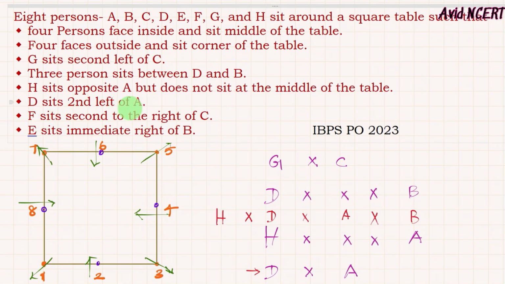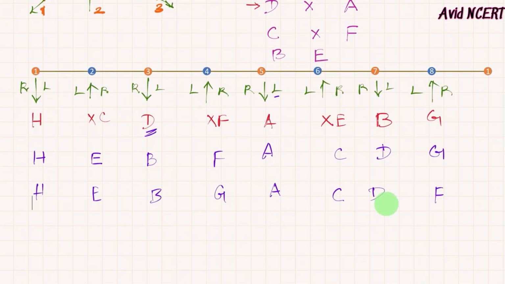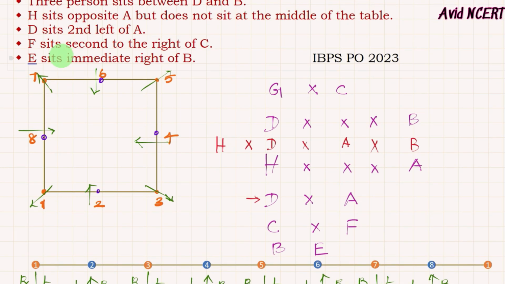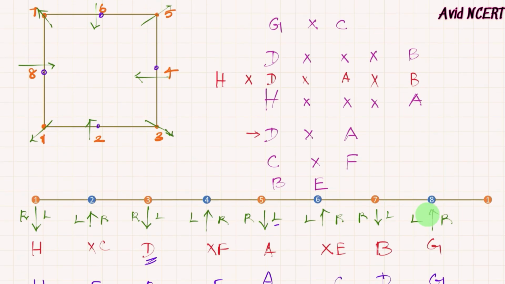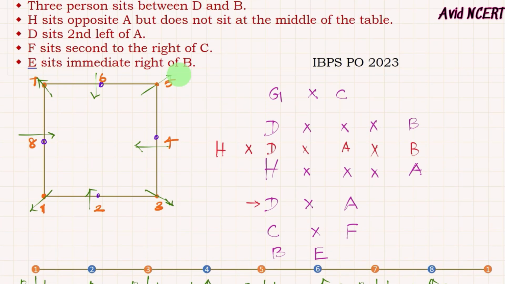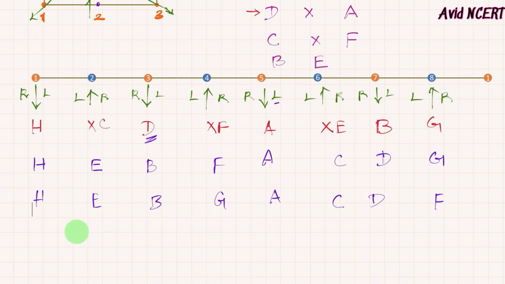And then D sits second left of A. So D should be second left of A. A is here and the left side for A is this side since they are facing outside. So that's correct, good. And then F sits second to the right of C. So F is second to the right of C is here, right is here, second right means not the next one, next after that. That's correct. And E sits immediate right of B. So B is here, E is to the immediate right. B's right is here, this side, since B is also facing outside. So it's here. Oh, we got everything correct.